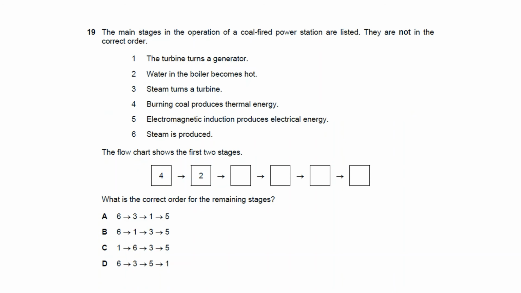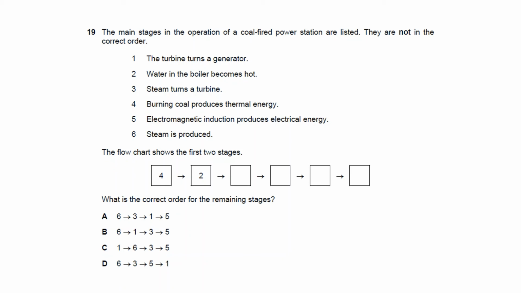Now, talking about question 19, the main stages in the operation of a coal-fired power station are listed. They're not in the correct order. The flow chart shows the first two stages. What is the correct order? So, let's see. The turbine turns the generator. Water is boiled, becomes hot.